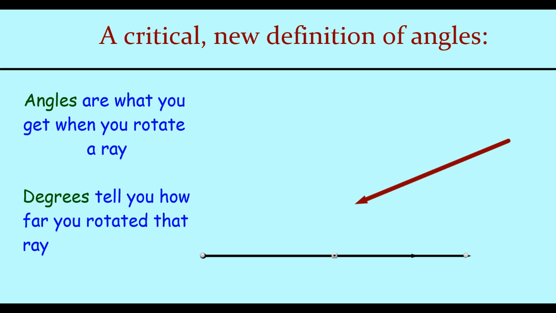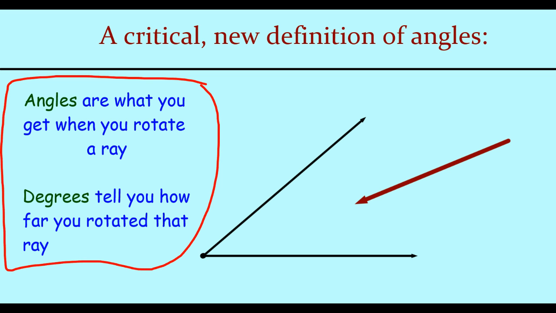If we don't rotate the ray at all, we call it 0 degrees. And we go all the way around, and the number of degrees in an angle is determined by how far that ray is rotated. So go ahead, pause the video, write down this definition of an angle also, as well as the definition of degrees. There's a lot of writing things down, a lot of definitions here.